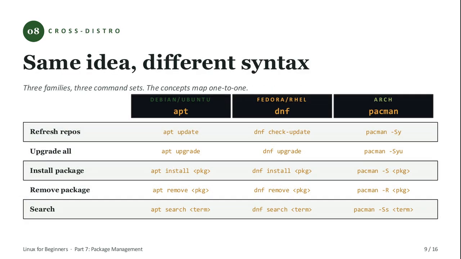Now, apt isn't the only game in town. If you hop over to Fedora, you'll be using DNF, and on Arch, it's pacman. But the mental model is identical. Refresh your repos, upgrade everything, install, remove, search.